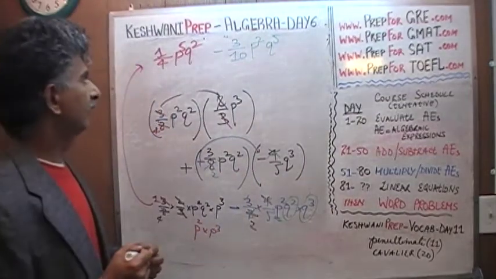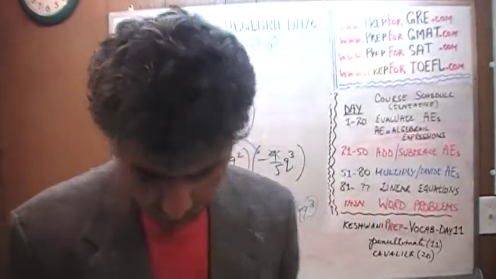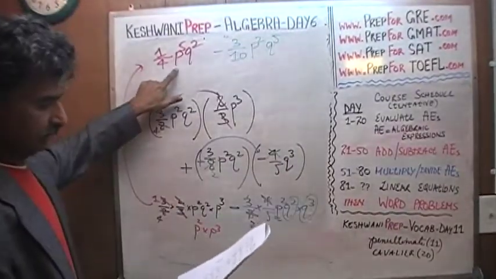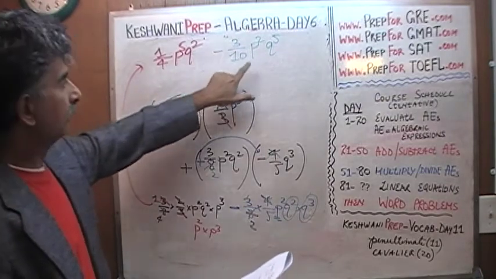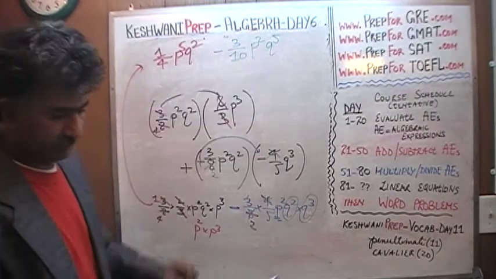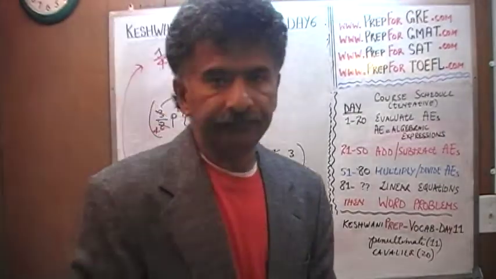Voila, that's our answer. Let me verify it: 1/4 p to the 5th times q squared minus 3/10 p squared times q to the 5th. That's it, we are done with the problem.